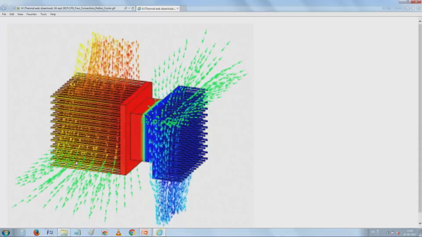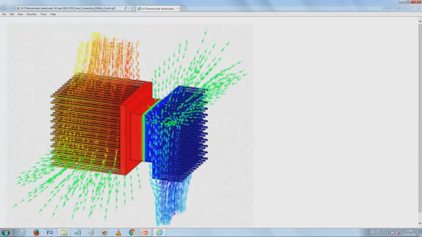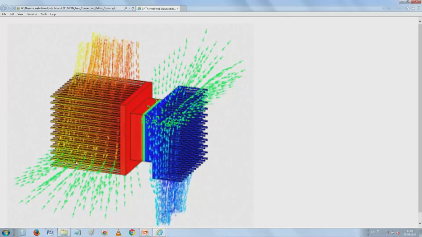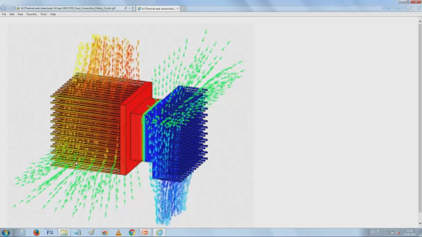Again, one more thing. Now, one very interesting thing you will notice here is that this is typical of the Peltier module I had shown you yesterday. Do you remember that?